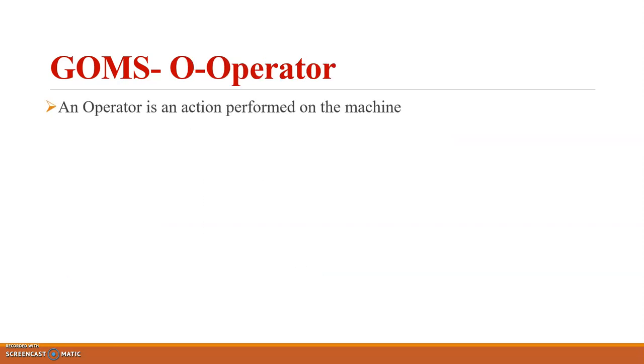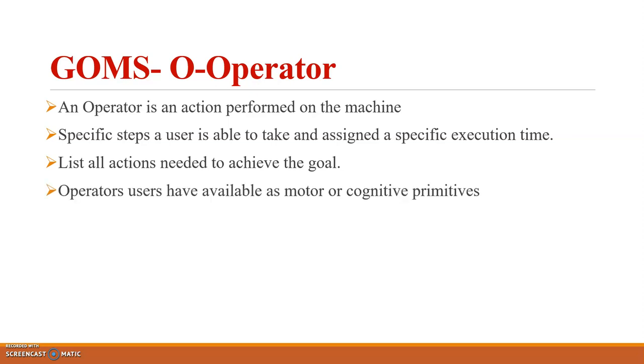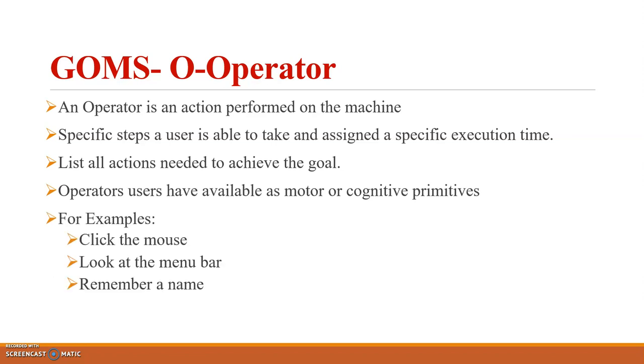Now the operator. O stands for operator. An operator is an action performed on a machine. Specific steps a user is able to take, assigned a specific execution time. List all the actions needed to achieve the goal. So that is done in an operator. Operators are what users have available as motor or cognitive primitives. For example, click the mouse, look at the menu bar, remember the name. So we have seen the goals, and these are the operators which are going to be used.